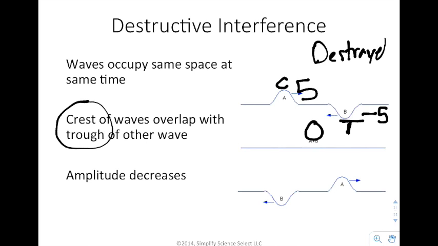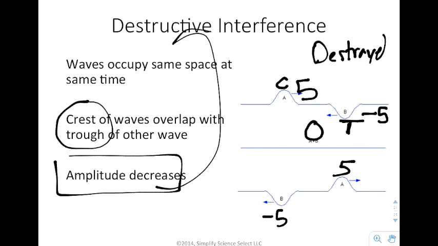Now, the wave doesn't stay destroyed, it's only that destroyed for that brief instant. Okay, so when they go back on their original pathways, they're back to being -5 and 5. Now, what you have for destructive interference is the amplitude has to decrease. It does not necessarily have to go to 0.